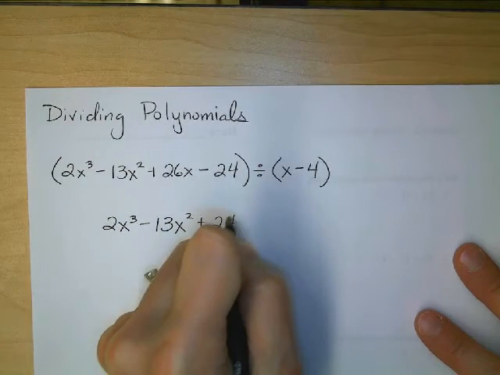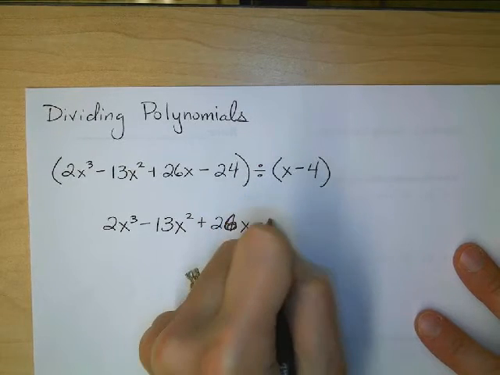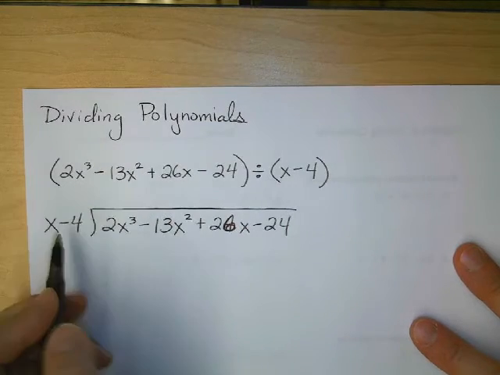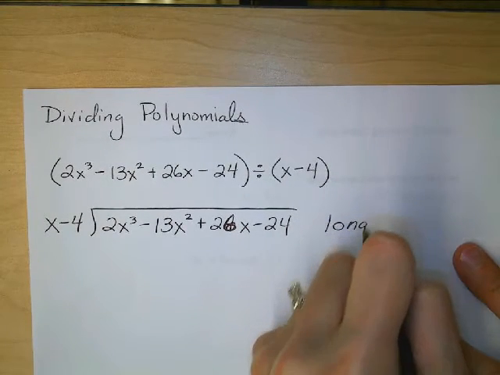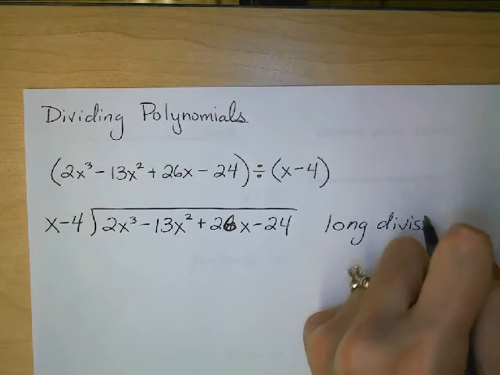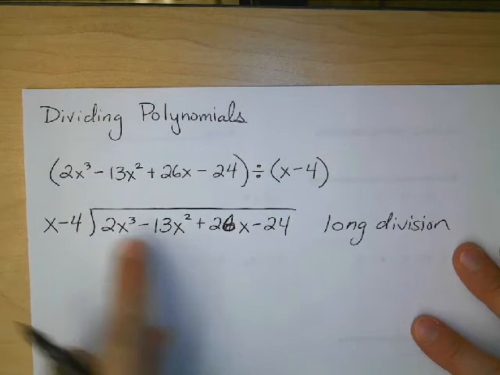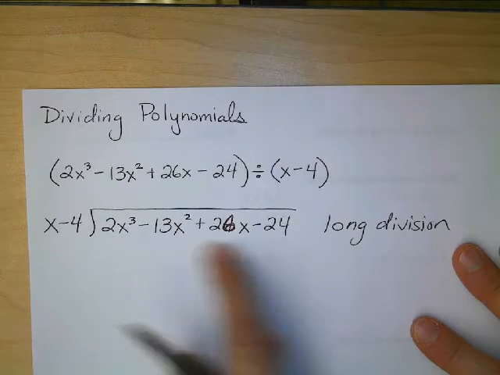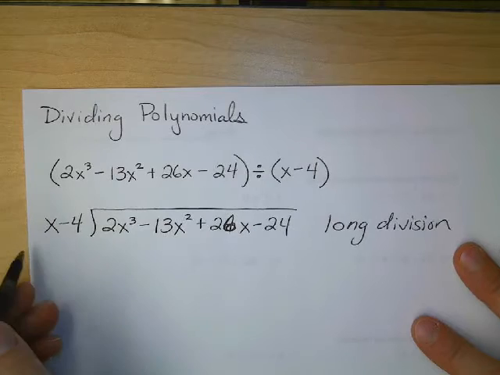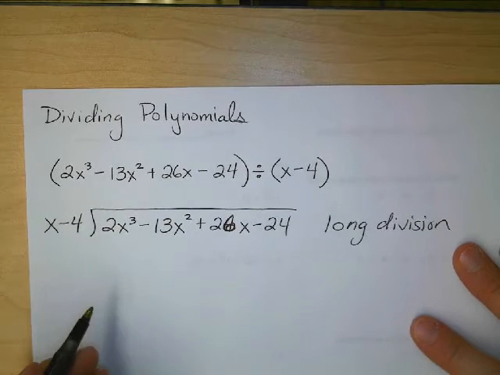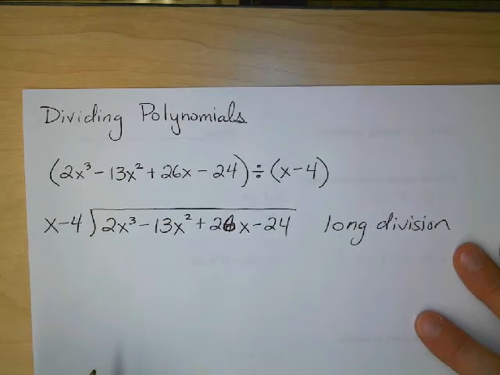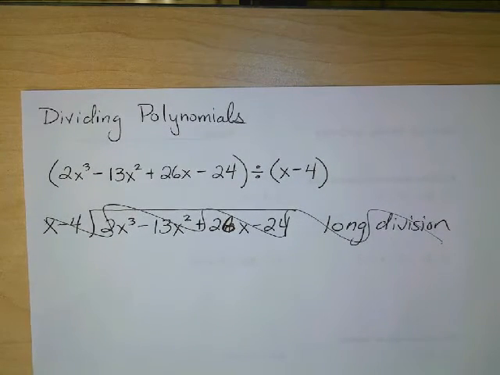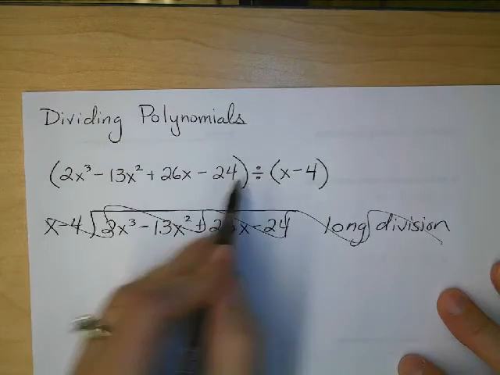They're asking you to take this 26x minus 24. They're asking you to divide this. See, this is called long division, right? They're asking you to take that big thing and divide it by x minus 4. Remember doing long division when you're younger? But we're not going to do it that way. It is possible to do it this way, but we're going to learn the shortcut way. Because this is long. Obviously, long division. So it's a long problem.